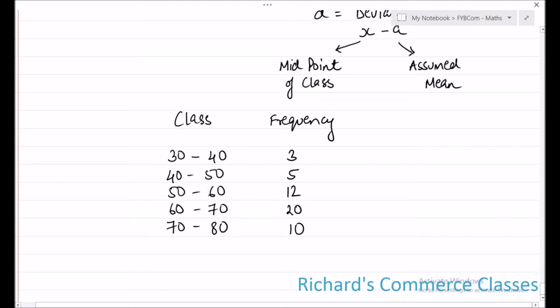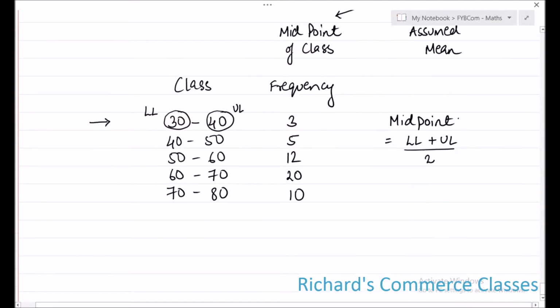For the solution, we will have to start by calculating midpoints of these classes. Now midpoint is calculated by the formula lower limit plus upper limit divided by 2. Now the lower limits and upper limits of a class, if we have to see, for the first class, 30 will be the lower limit, whereas 40 will be the upper limit.